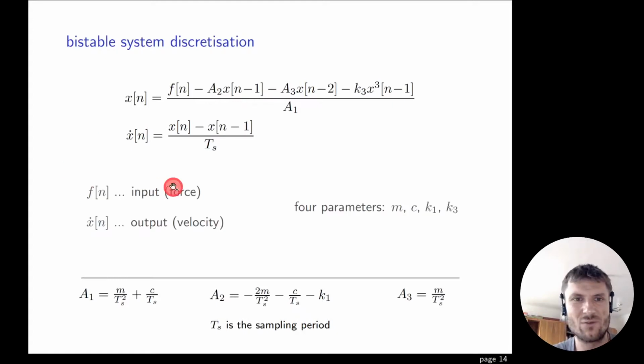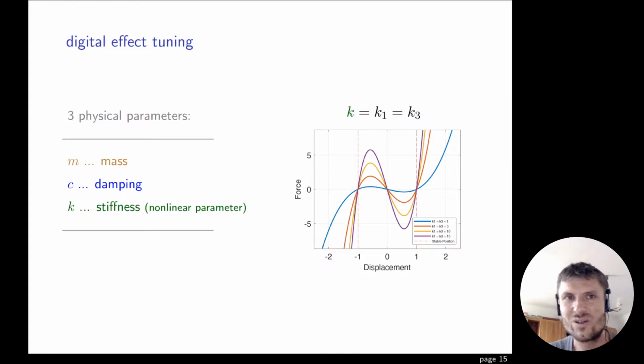So that's it. We have the input force, the output velocity, and then our four parameters: mass, damping, K1 and K3 for stiffness, the linear one and the nonlinear one. We decided to tune the effect a little bit. The first step we did was to put K equal to K1 and K3. So instead of having four parameters, which was quite difficult to tune and to play with, we decided to remove one of these parameters and to put these parameters together. So K is now a nonlinear parameter for the stiffness.